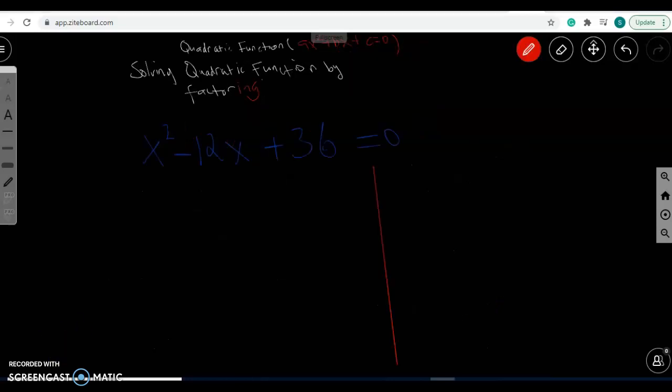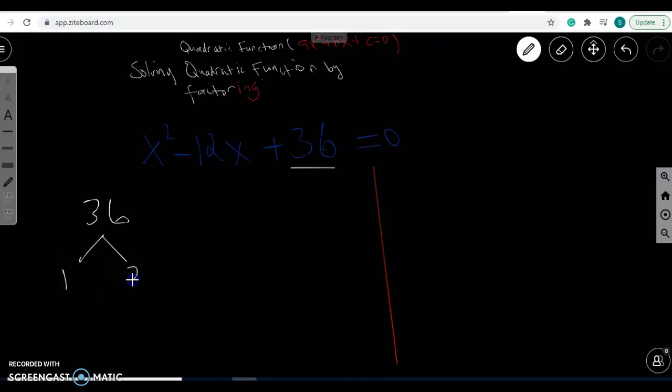So let's look at another example. We have x squared minus 12x plus 36. So you take the constant here, which is the c, and you look for the multiplication. So what are two numbers that multiply to give you 36?